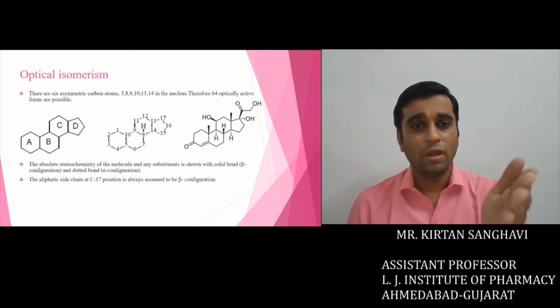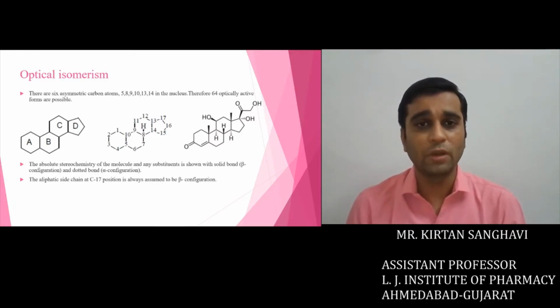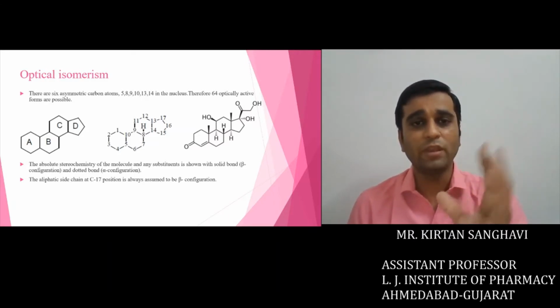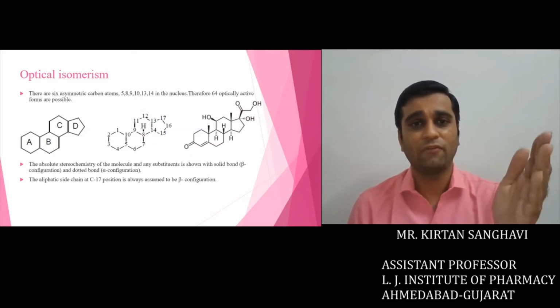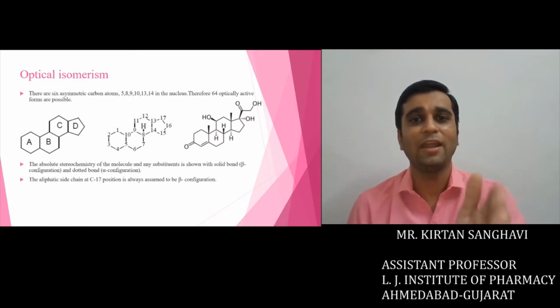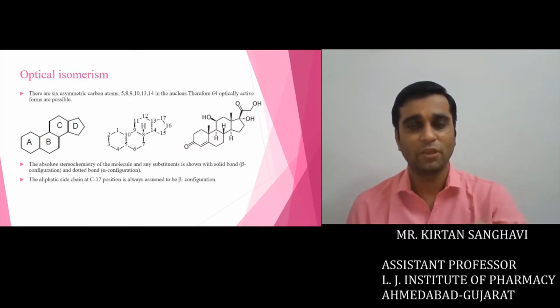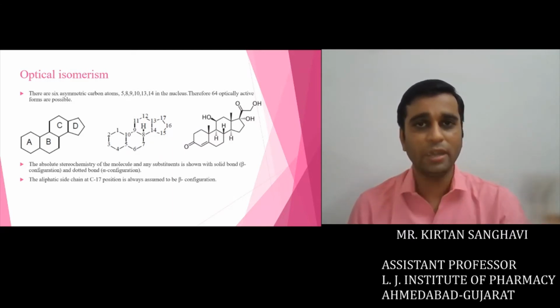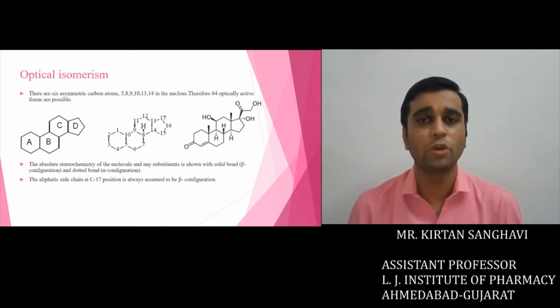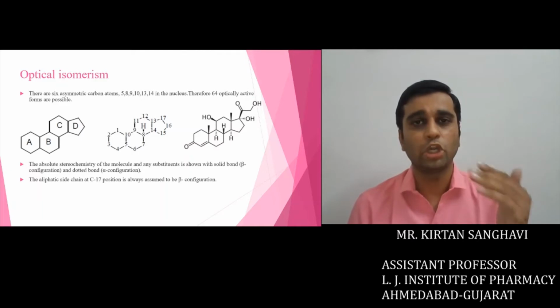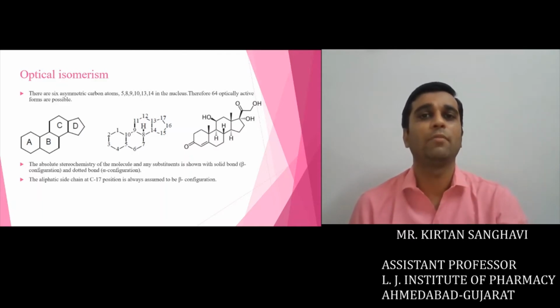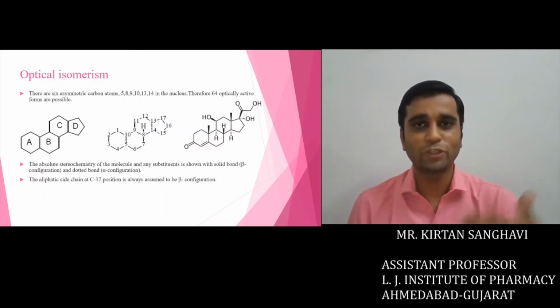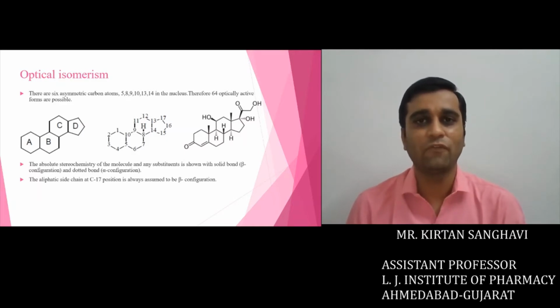Fine. Now, when we talk about the basic steroidal nucleus, we say six chiral centers are there, that is 5, 8, 9, 10, 13 and 14. I am talking right now not about an individual steroid but the basic nucleus. So the number of stereoisomers, we all know very well, the formula is 2 raised to n, where n is the number of chiral centers. So 2 raised to 6, of course, 64 optically active forms are possible.